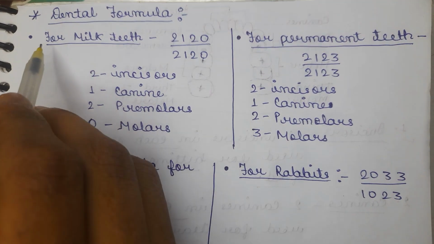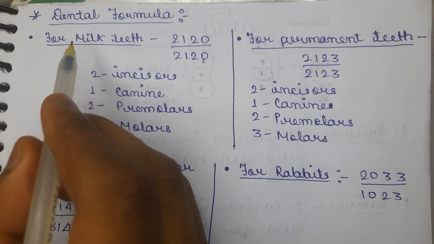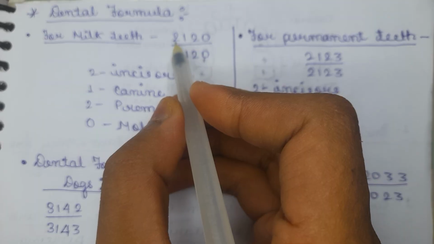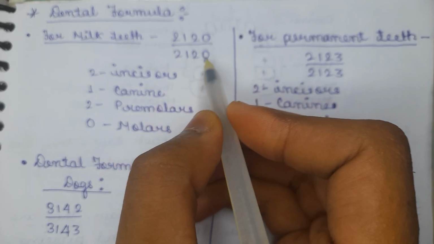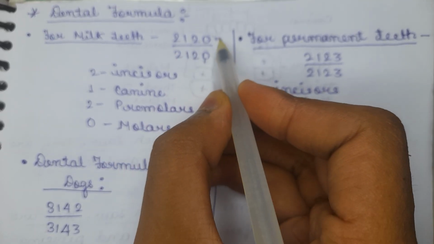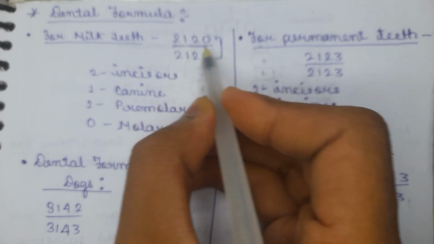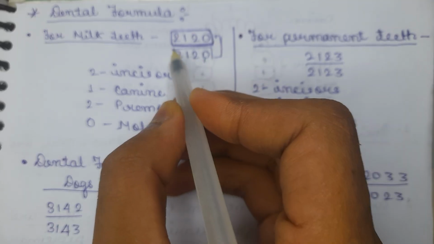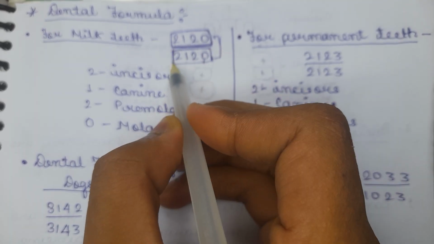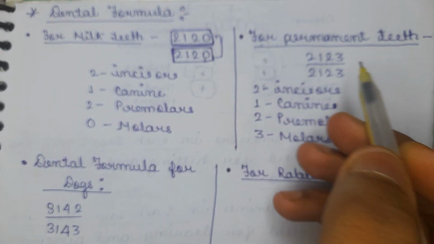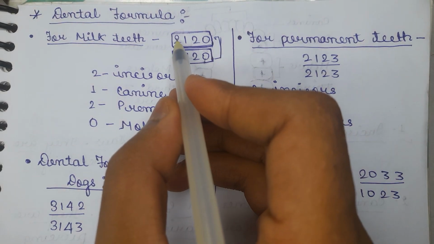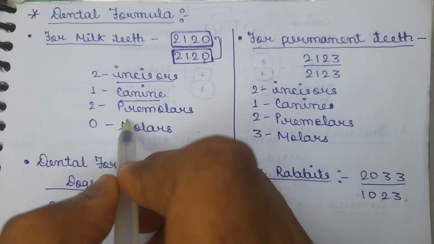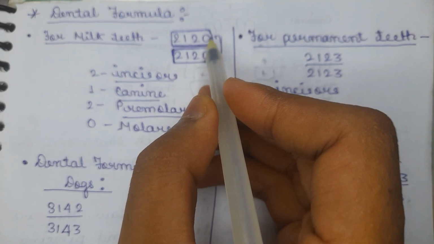So starting with the milk teeth that are present in children, basically in the format 2120 by 2120. Both these formats represent the jaws: the first one represents the number of teeth in the upper jaw, and the lower number represents the lower jaw. Here the two is the incisors, one is the canine, two is the premolars, and zero is the molars.